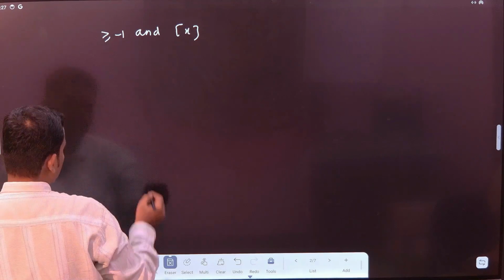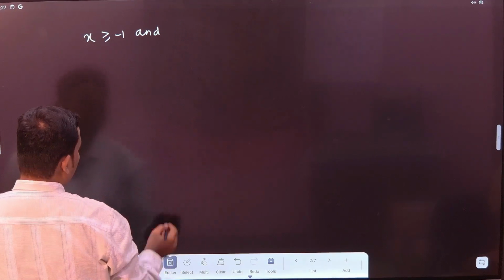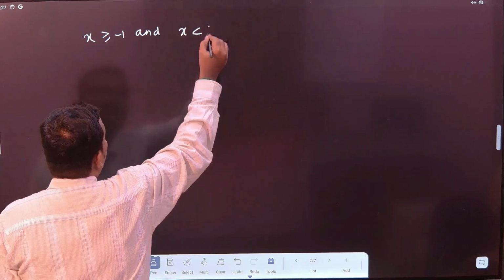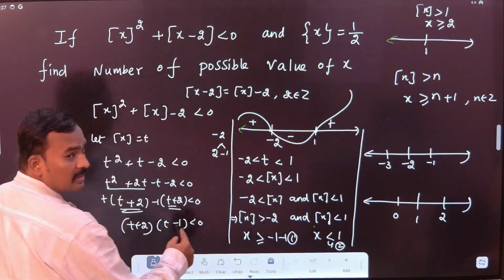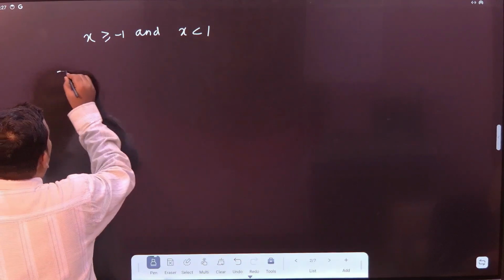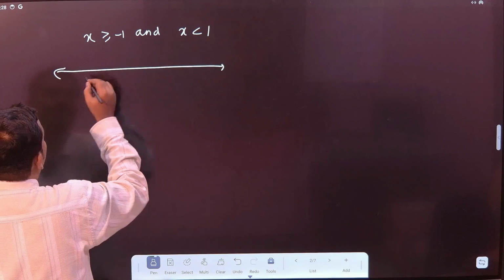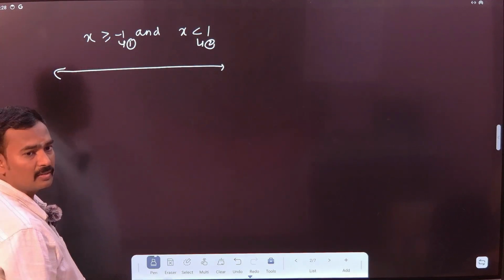Remove this. x is greater than or equal to -1 and x is strictly less than 1. You check it once. x is strictly less than 1, x is greater than or equal to -1. Clear? Okay. Now you can draw the number line. First you can fill the first one. This is your first one. This is second one. Clear?